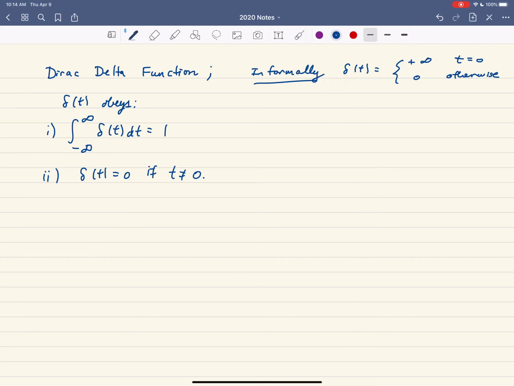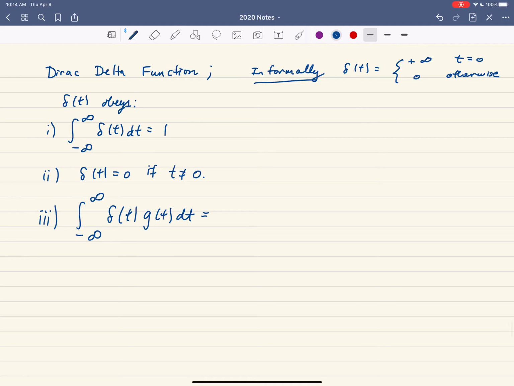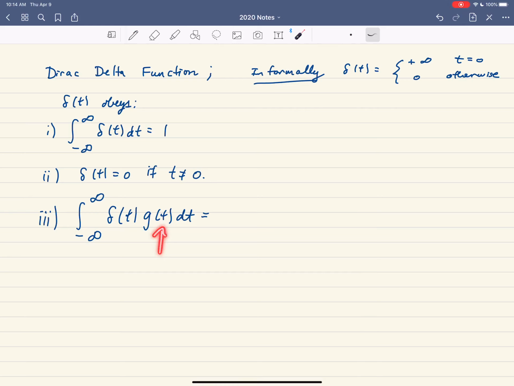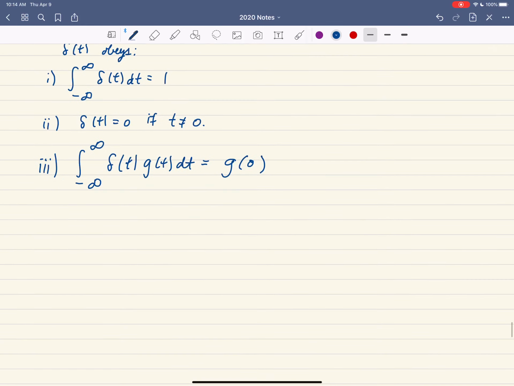And the third property, and this is really the one that's going to be the most useful for us, is that if we integrate from negative infinity to infinity delta of t times some other function, say g, we're going to get whatever g is at this point 0. So it turns out we're going to get g of 0. That's how this function is defined.